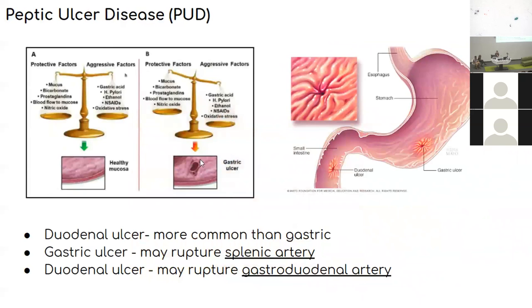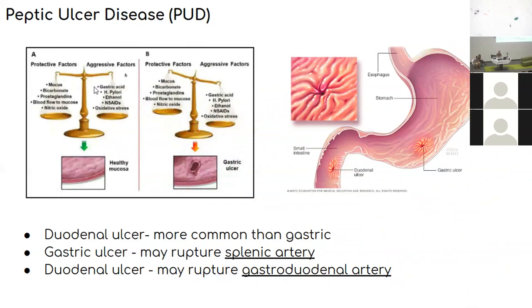Peptic ulcer disease, it's in the stomach, we've got our protective factors and our aggressive factors, and we've spoken about a few of them already. So the protective factors are our mucus, bicarbonate, prostaglandins, and the prostaglandins are really important to enhance our blood flow to the stomach, which will in turn increase the mucus and the bicarbonate.